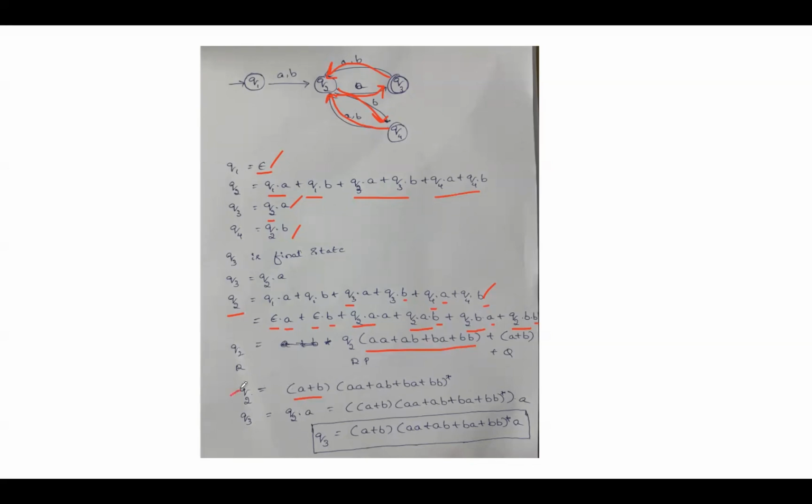So now we got Q2. So you can solve Q3 by substituting Q2 in the equation. So Q3 equals Q2 dot A. Place this complete Q2 term here in place of Q2 and multiply that with A. So this is your final result.